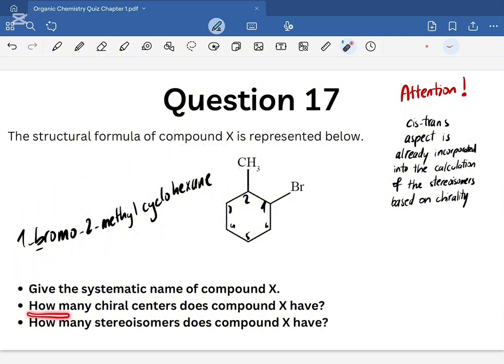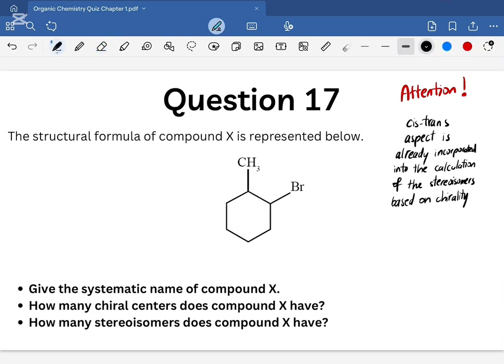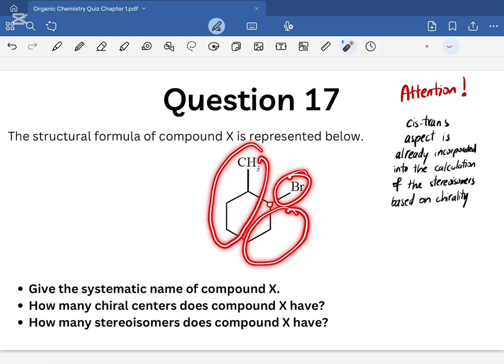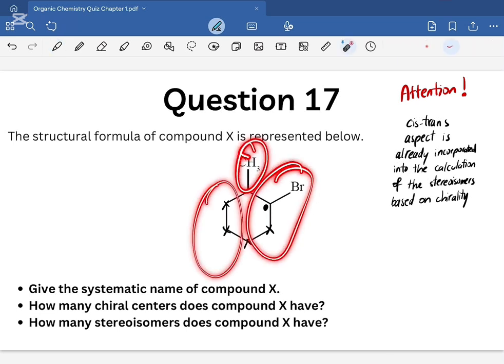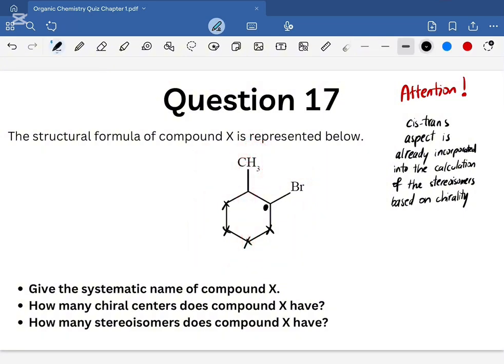Now for the next question, they said, how many chiral centers does compound X have? So let's erase this one. A chiral center is a carbon that is attached to 4 different groups. So this carbon over here is attached to the bromine, to this group and to this group, and there's also a hydrogen. So here we have a chiral center. Now, this is not a chiral center as it has two hydrogen atoms. This is not, and this is not a chiral center. Let's check if this one is a chiral center. It's attached to a methyl group, to this group, to this group, and it also has a hydrogen. So this is another chiral center. So the number of chiral centers is going to be 2.